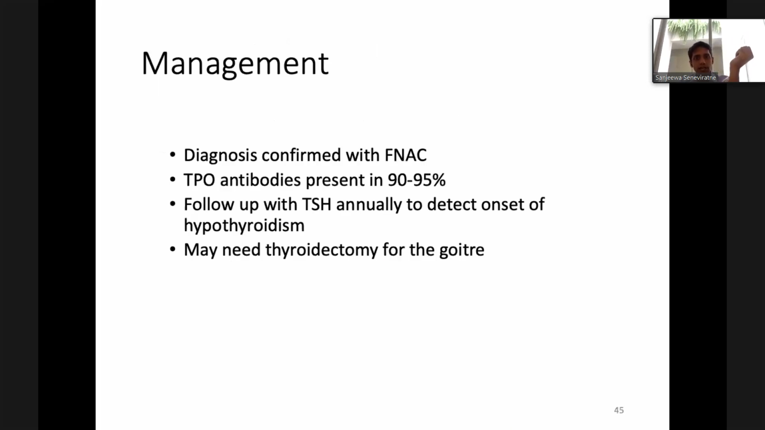Management, if they present with the goiter, we do an ultrasound scan and FNAC is confirmatory. FNAC will confirm that this is thyroiditis. In addition to that, if you want, we can do TPO, thyroid peroxidase level. And then we follow these patients up with TSH if they are not already hypothyroid. If they are already hypothyroid, we start them on thyroxine. Otherwise, we follow them up with annual TSH levels to detect when they develop hypothyroidism, to start them on thyroxine treatment. Vast majority of them end up with hypothyroidism.